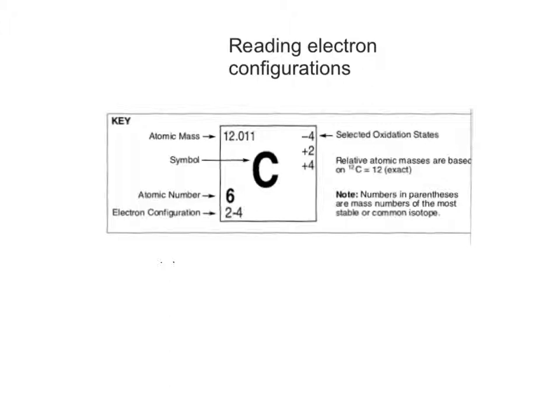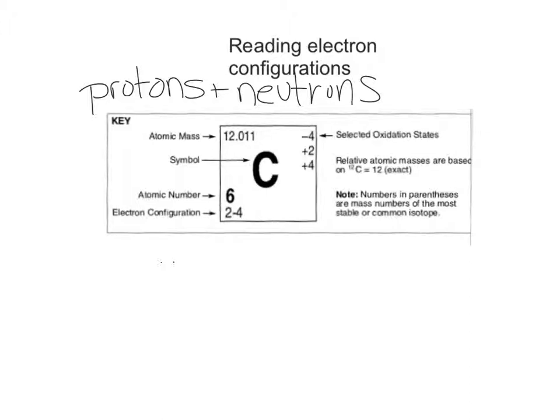Atomic mass is equal to the number of protons and neutrons in the nucleus of an atom. Remember that protons and neutrons both weigh 1 AMU. They have the same mass. They both weigh the same, 1 atomic mass unit. So when we add up protons and neutrons, we get the atomic mass.